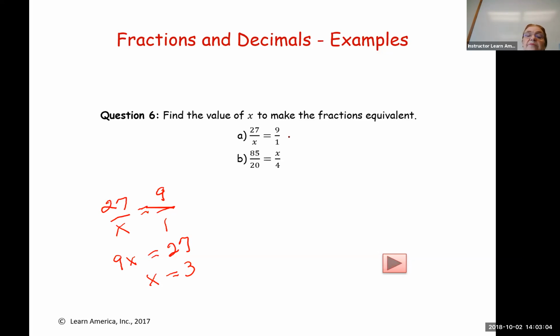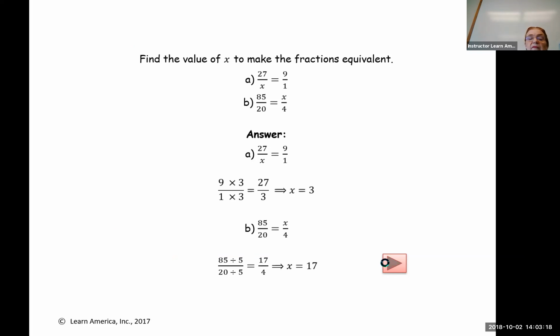We can do the same process for 85 over 20 equals x over 4. Or you can think of this as 4 is 1/5 of 20, so this answer has to be 1/5 of 85. And notice here, dividing both by 5, we get the equivalent value that x is equal to 17.